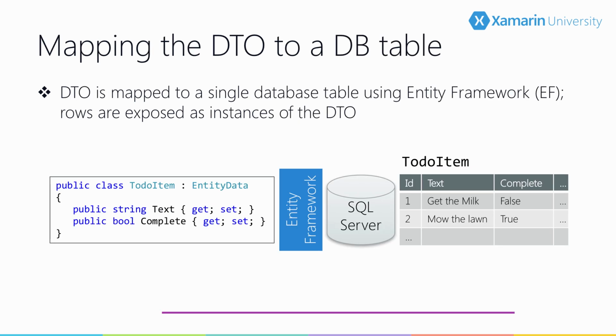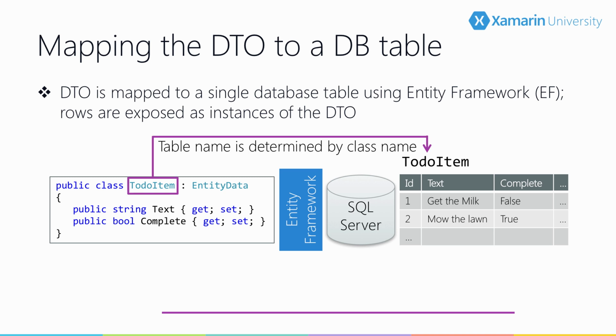As I mentioned a moment ago, NAD Framework is an object relational mapper, or ORM. Its job is to map a table in your database to a .NET type. The DTO you define will determine the shape and the name of the database table that it represents. Each DTO is mapped to a single table in the database by NAD Framework. By default, the name of the class you define will be used as the name of the associated table.